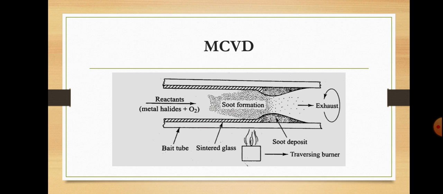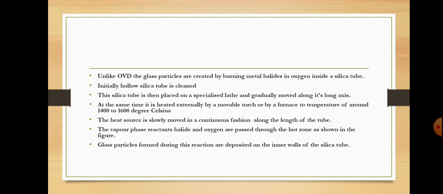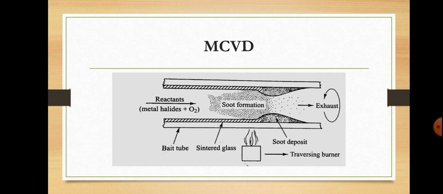Okay, so we will go to the details of the MCVD process. MCVD is modified chemical vapor deposition. Unlike the OVD, the glass particles are created in MCVD by burning the metal halides in oxygen inside the silica tube. That means the process takes place inside the silica tube, and the burning of the metal halides, along with the oxygen, provides the soot. You can see that the metal halides and oxygen are going into the tube, and in the presence of the traversing burner it will be heated and it will give soot.